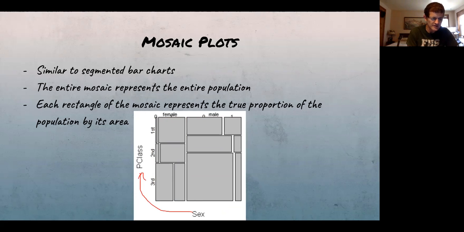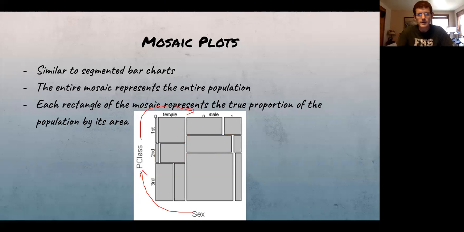So these are all the second class passengers for females. These are the second class passengers for males. Notice they don't align perfectly because there was a difference. There were far more males in third class, relatively speaking, than females. Okay, so after we split it that way, then we go up to the top, and at the top there's no label, but 1 means that they survived, 0 means that they died.